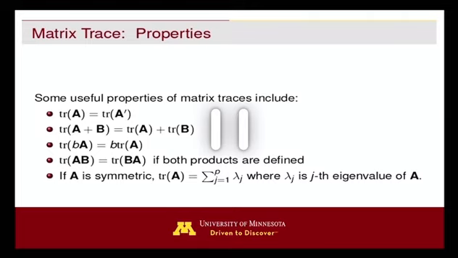So the trace of a matrix A is going to be equal to the trace of the transpose of that particular matrix. And of course, if I add two matrices together, the trace of that is the same thing as the sum of the respective traces of the matrices. Then the trace of B times A, where B is a constant, is going to be the constant multiplied by the trace of A. You can bring a constant out. Then the trace of AB is the same thing as the trace of BA.